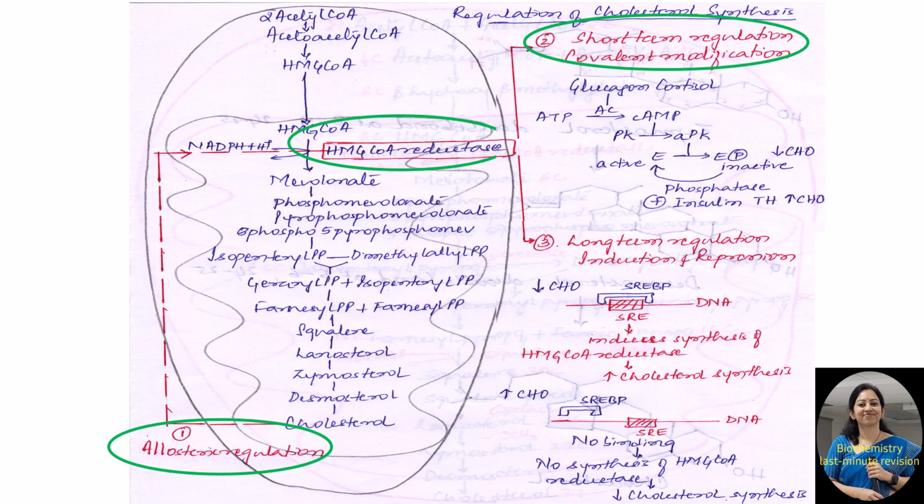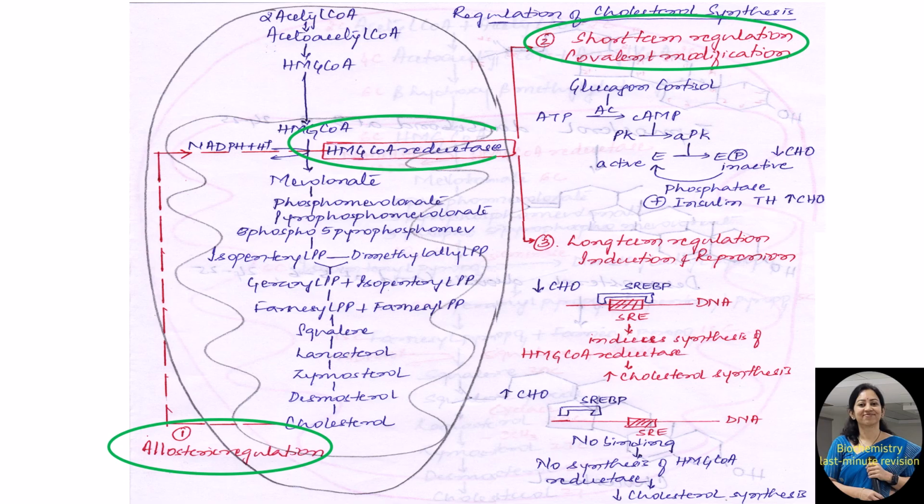The next long-term regulation is done by induction and repression of the key enzyme, that is HMG-CoA reductase. Whenever the cholesterol content is low in our body, there occurs activation of sterol regulatory element binding protein, and this will go and bind to sterol regulatory elements, and this induces the synthesis of HMG-CoA reductase. So there occurs increased cholesterol synthesis.